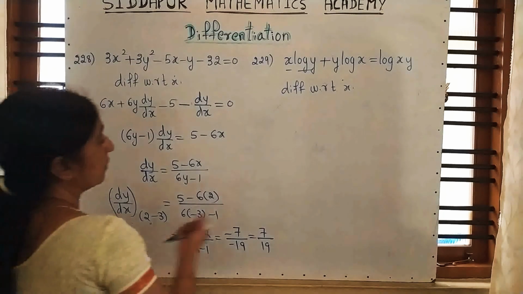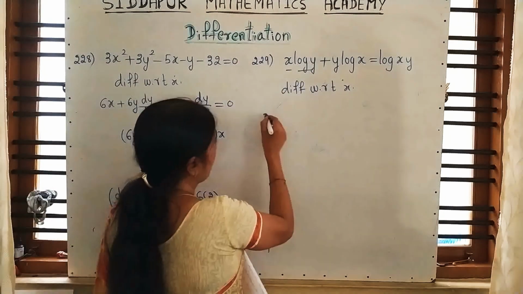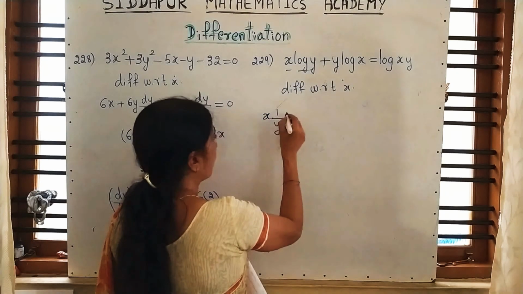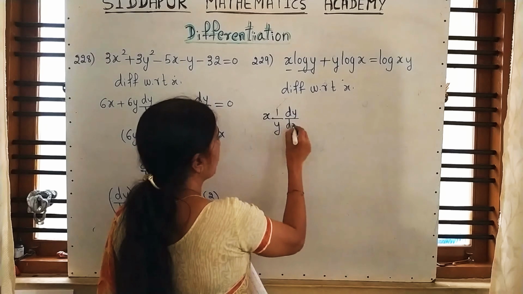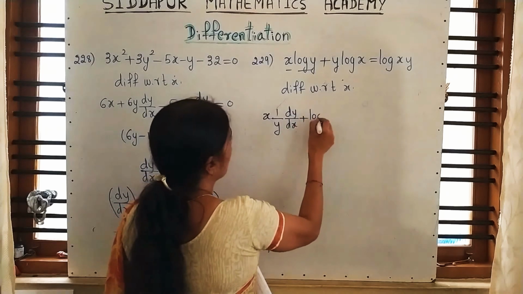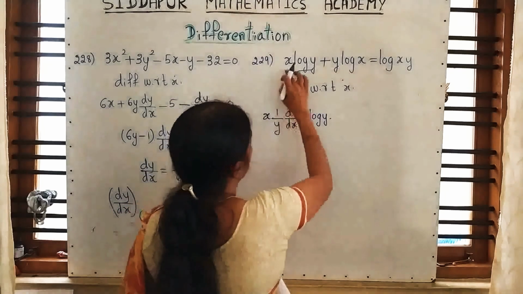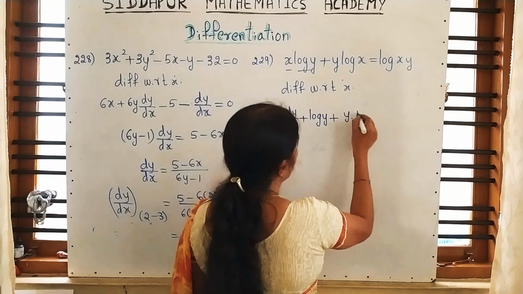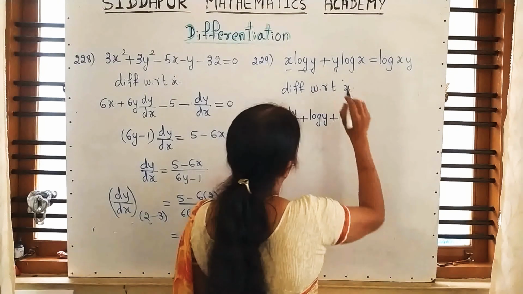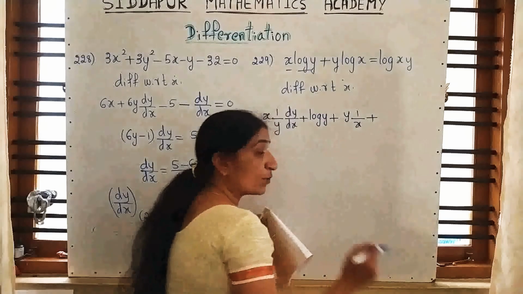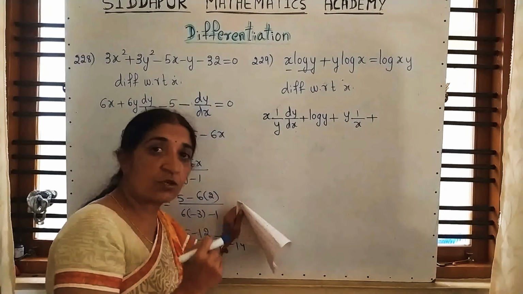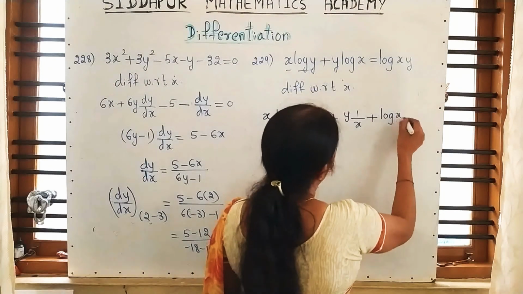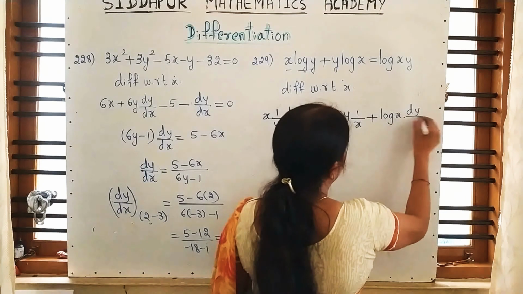Can we write directly x as it is? What is the differentiation of log y? 1 by y. But it is other than x, so dy upon dx. Plus log y as it is, differentiation of x will be 1, no need to write that. Plus y, differentiation of log x, again u into v. Log x is 1 by x. No need to differentiate x, because differentiation of x with respect to x is 1. Log x as it is, differentiation of y is dy upon dx.